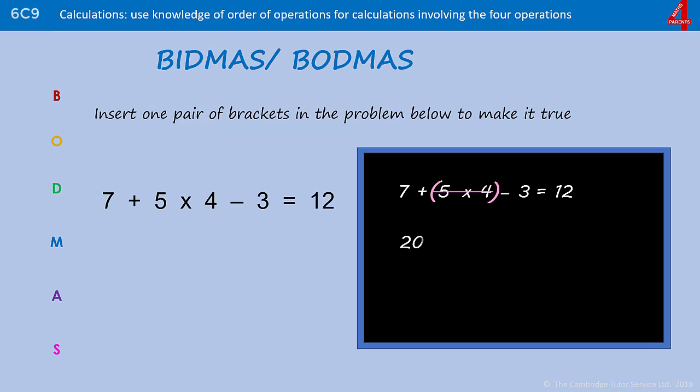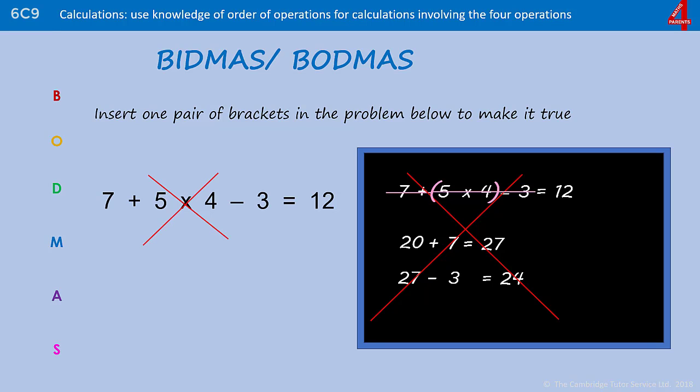5 multiplied by 4, that's 20. Then I have an addition and a subtraction, so I'm going to do them in the order they're on there. 20 add 7 is 27. 27 take away 3 is 24. So that is not the correct order of operations to get the answer 12. So what I'm going to do is pause this here, let you have a go, see if you can find out where the brackets need to go to make the answer 12.